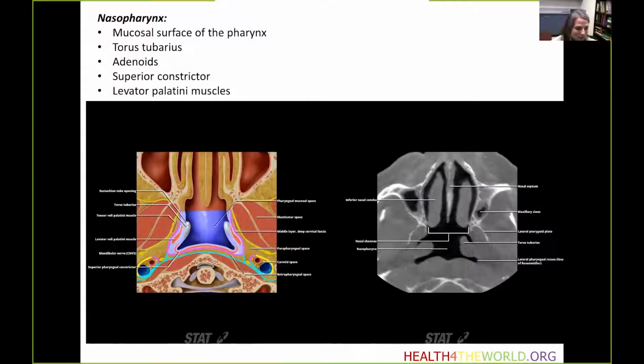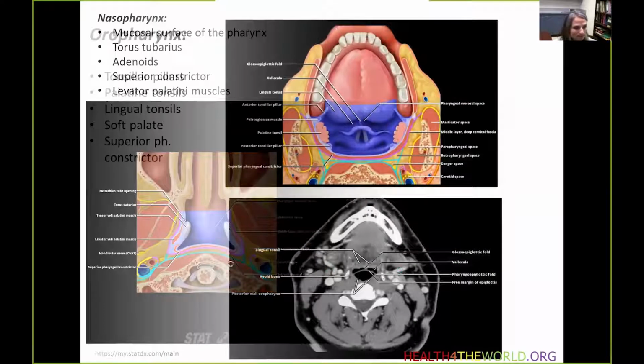So what does it contain? It contains very important structures, including the mucosal surface of the pharynx, the torus tubarius, which is the cartilaginous extension of the eustachian tube. It also envelops the adenoids, as well as the superior constrictor and levator palatini muscles, all very important structures. Here on the axial CT at the level of the nasopharynx, we see the torus tubarius, the fossa of Rosenmuller, and opening of the eustachian tubes.